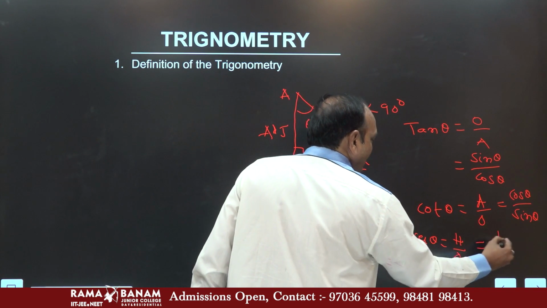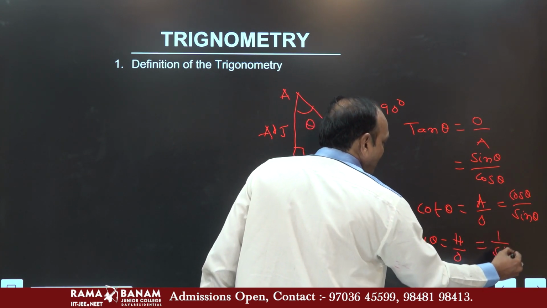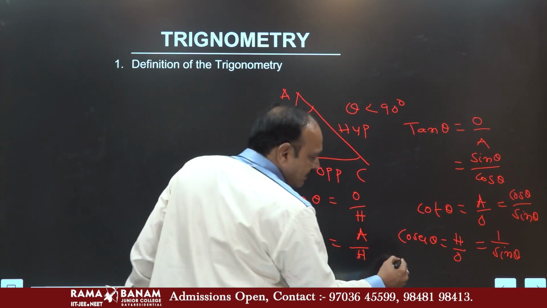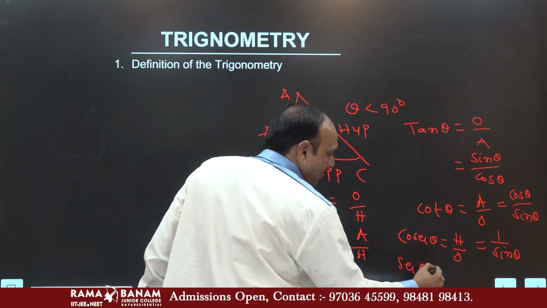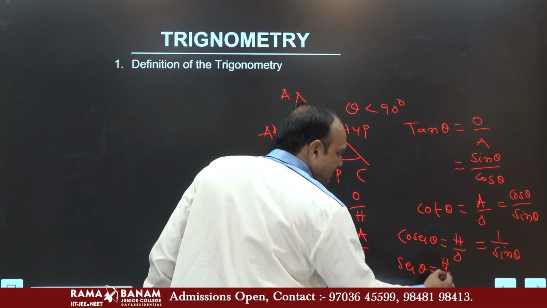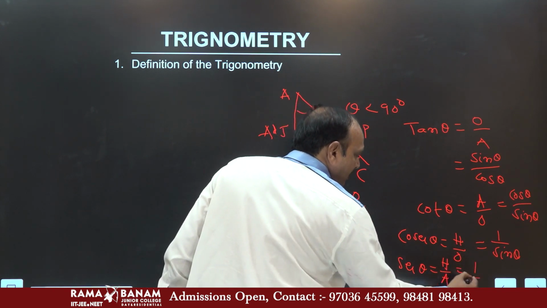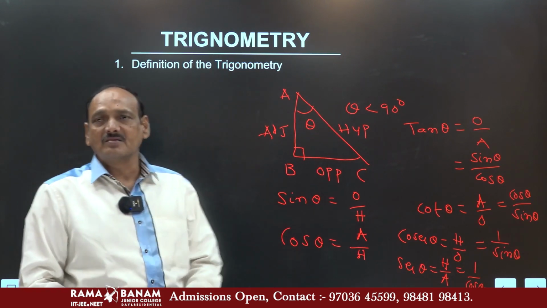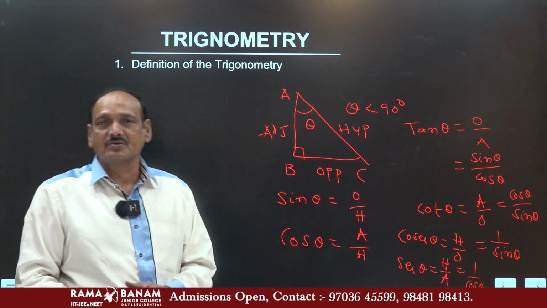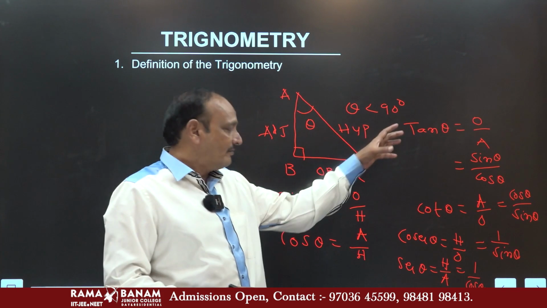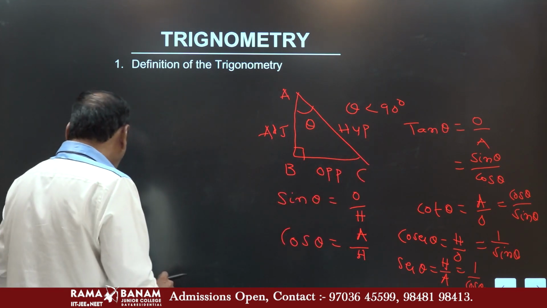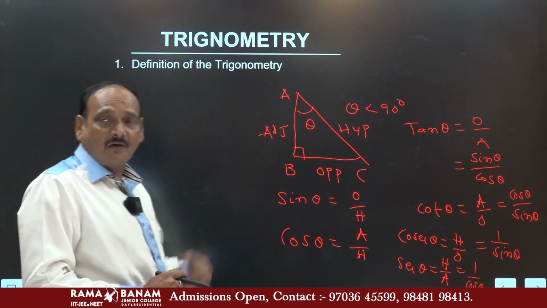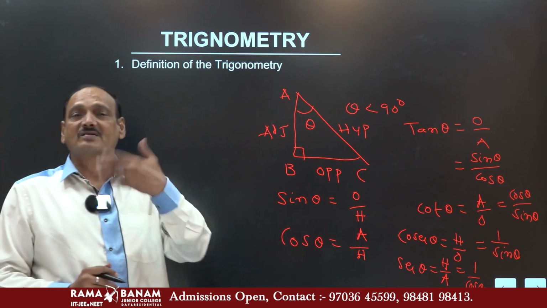So cosecant theta is 1 by sin theta, the reciprocal of sin theta. Secant theta is hypotenuse by adjacent side, and it is 1 by cos theta, the reciprocal of cos theta. These are called the 6 trigonometric ratios, the basic knowledge I have given here. Next I will show you the graphs of sine, cos, tan, cosec, sec and cot.